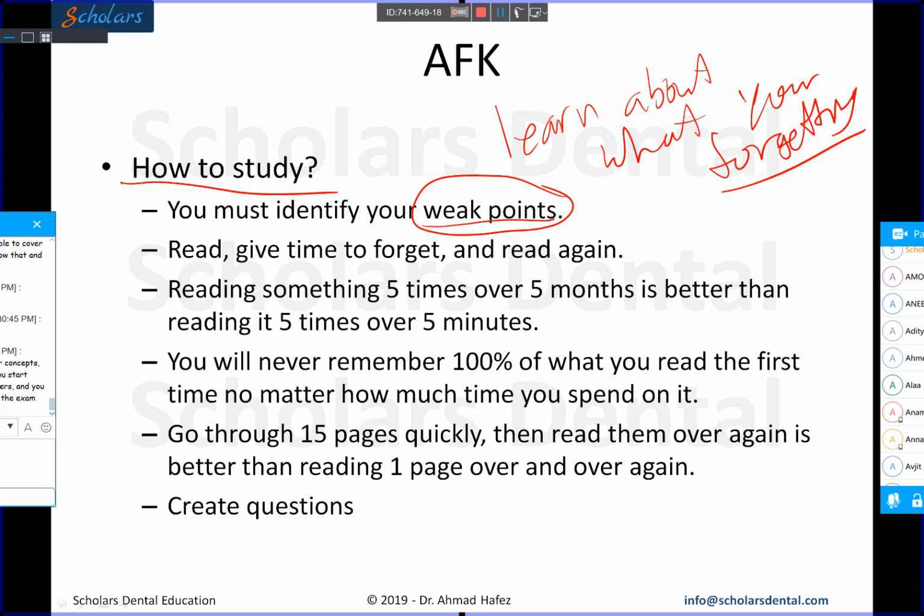And that takes time to figure out. Okay, and we'll talk about that later a little bit more. You have to read. Give time for yourself to forget and then read again. This will help you memorize things better. Look at this trick or this concept. Reading something five times over 5 months is better than reading it five times over 5 minutes.